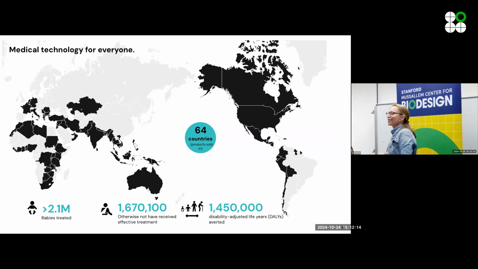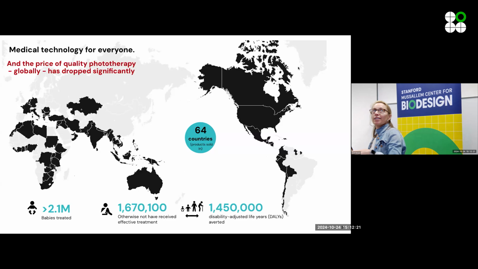And for my policy friends in the room, we also looked at DALYs. So DALYs averted, which is about 1.45 million. So what's also really cool to me as someone who's really how do you solve a problem?